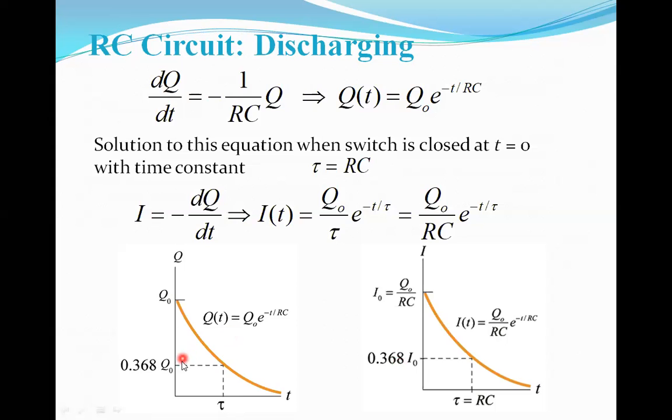Here when we say that t is equal to RC, this will come as exponential of minus 1, or 1 by e, where e is equal to 2.718, and you will get 0.37. So we can say that the current or the charge discharges to 37% of its maximum value when tau, the time constant, is equal to RC seconds. And this is related to current and this is related to charge value.